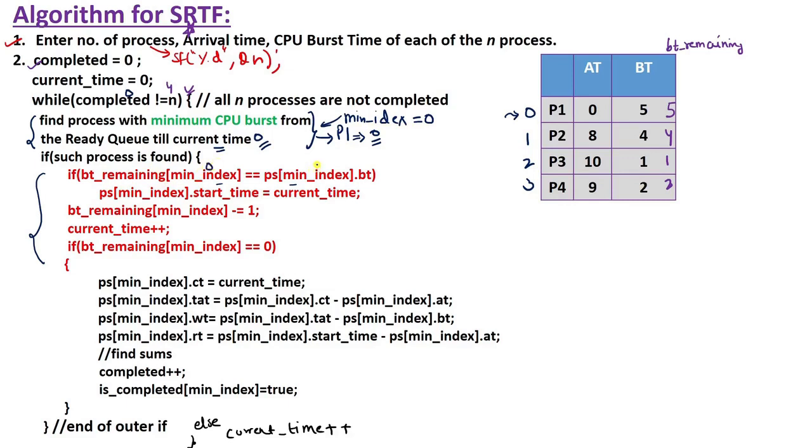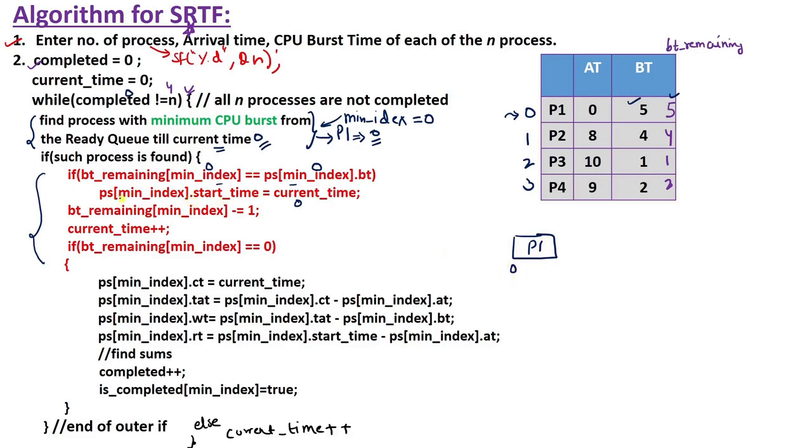Now we are checking for this particular process whether its actual CPU burst time and remaining burst time are equal or not. Currently both are equal. This is 5 and this is also 5. So if the remaining time and the actual burst time are equal, it means this process, P1, has arrived for the first time on the CPU. So we come inside and say, start this process. At what time? The current time is 0. So the start time for P1 will be 0. If we draw the Gantt chart, P1 has started at 0.